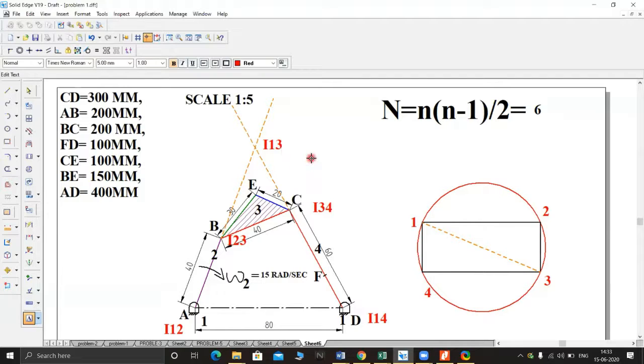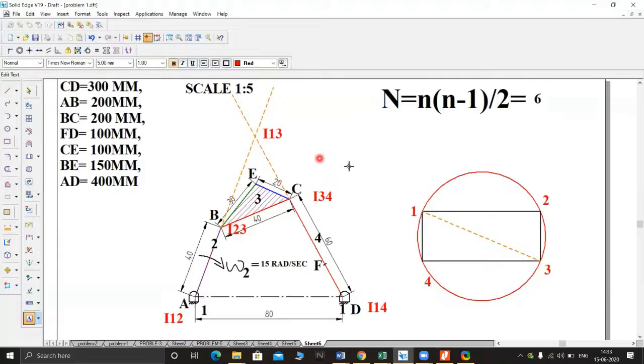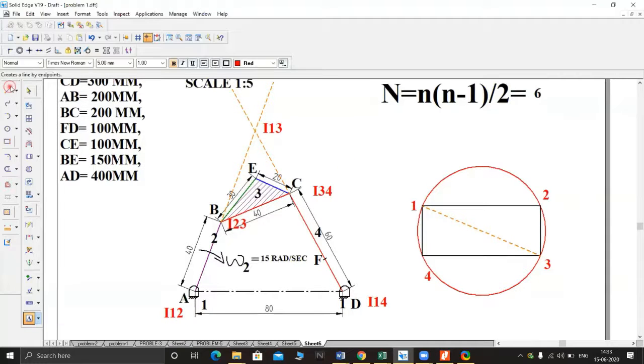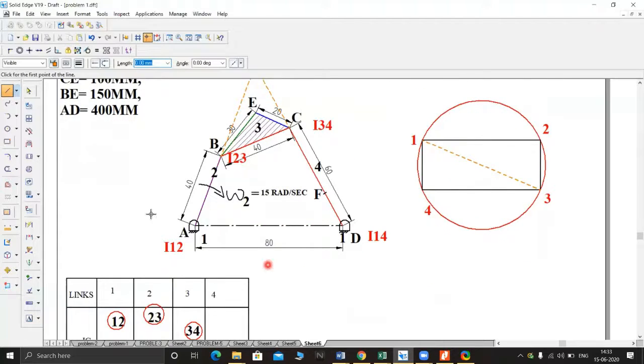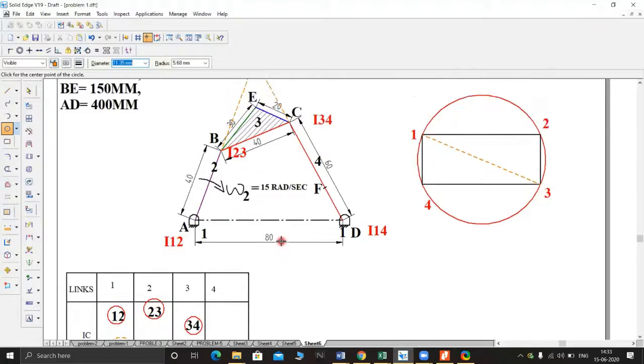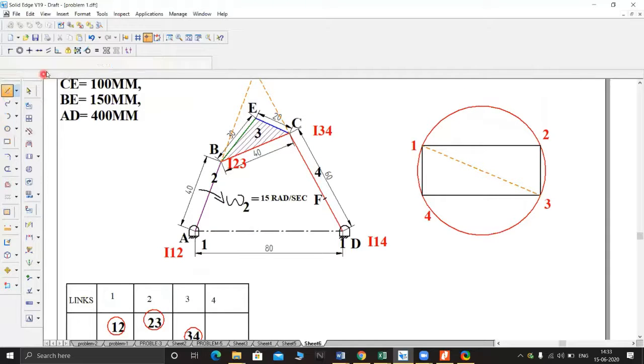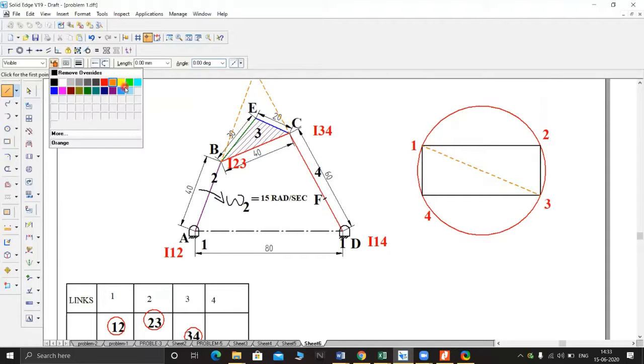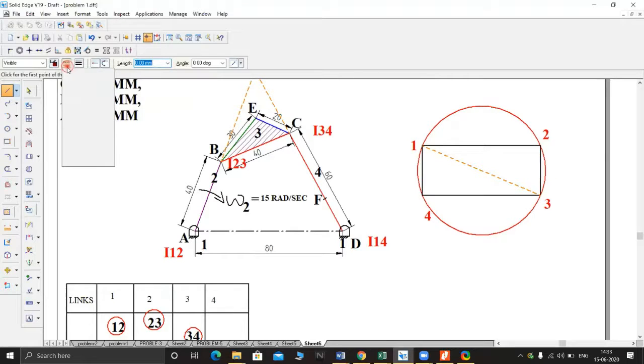I13. This you already know well. That's why I'm going very fast. Now I13 is got. Therefore, I will mark it in a circle anyway. Okay. Now the last one is I24. For that, we need to join the line. I'll take a different color. Okay. That should be a hidden line.